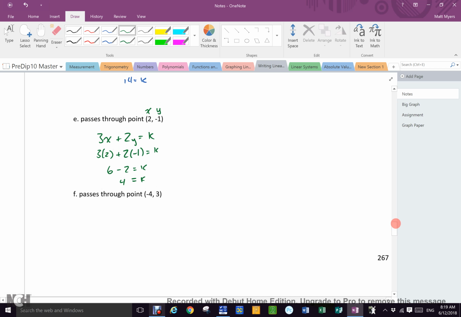And lastly, -12 plus 6 equals k. -6 equals k. Can everybody do it?